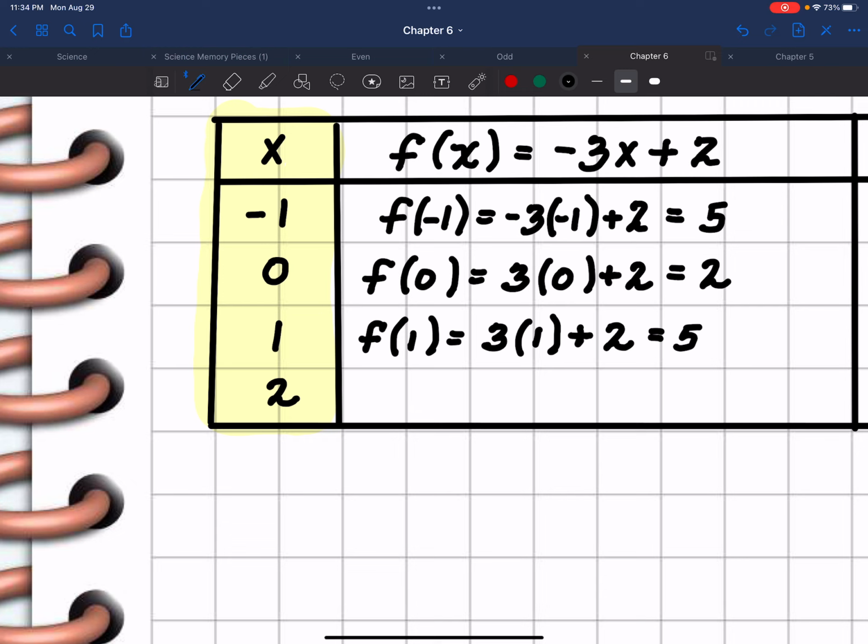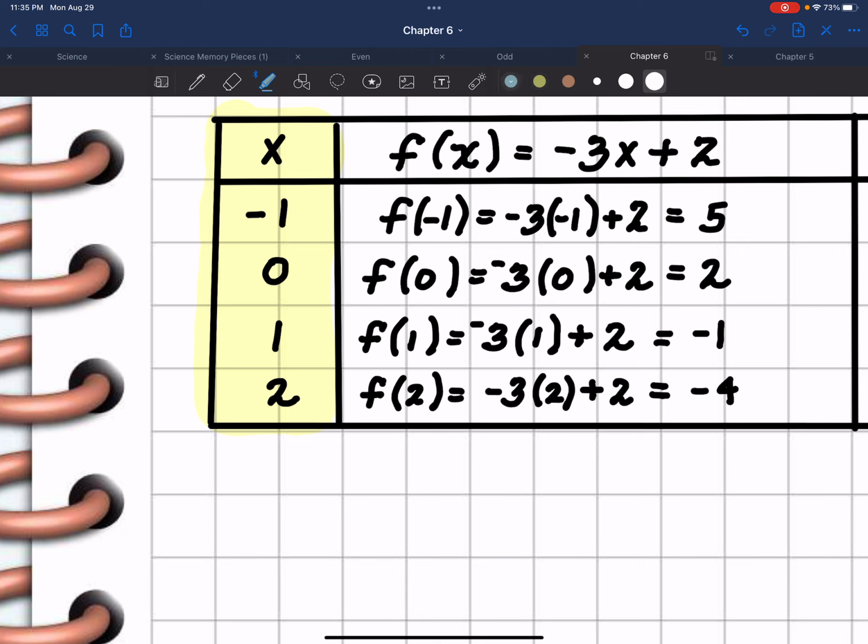What am I doing wrong? Oh, sorry. This is negative. Excuse me. I lose my negative signs. You guys are seeing that over and over. It's been the case all my life. So negative 3 plus 2 is negative 1. And then f of 2 is going to be negative 3 times 2 plus 2. So that's negative 6 plus 2 is negative 4.